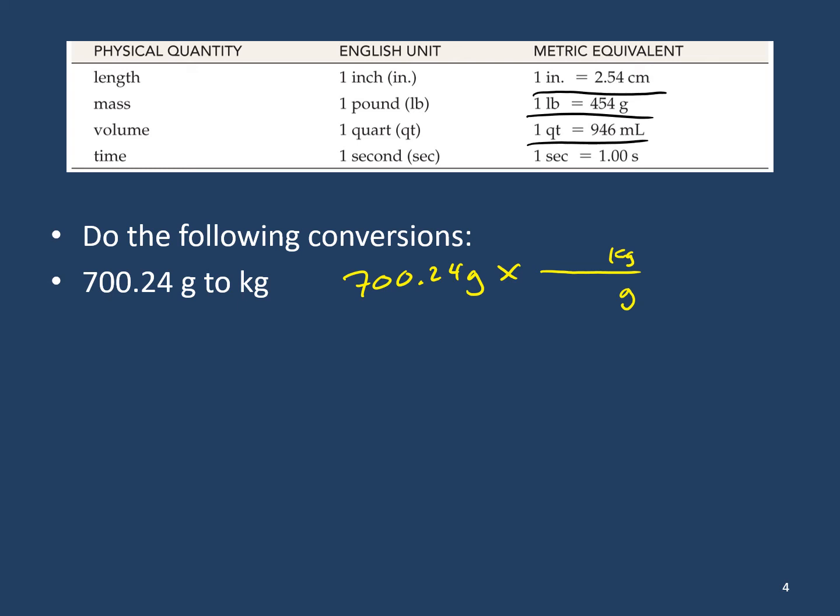At this point, it's just the memorization of that prefix. We know there are 1,000 grams in 1 kilogram, so I look at this and I go, oh, hey, this is 0.70024 kilograms is in that many grams.